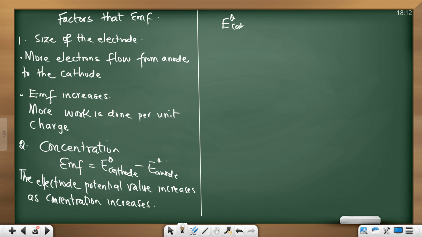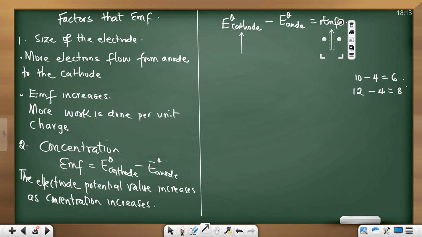E cathode minus E anode equals the EMF. Let's do a bit of maths. If I increase this one and keep the anode constant, what do you think will happen to EMF? Just do basic maths. 10 minus 4 equals 6. Let's increase this to 12. Keep this one constant. What happens here? That one increases. Make sense?